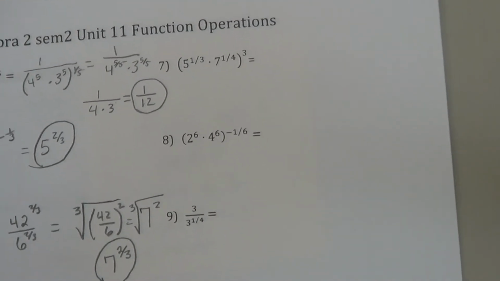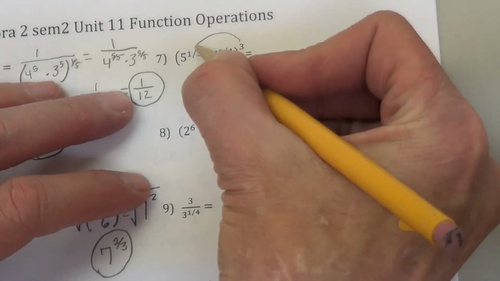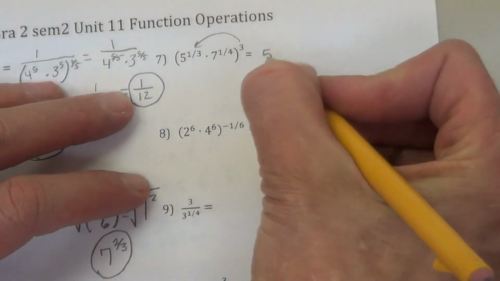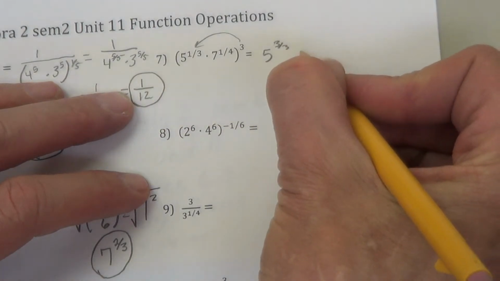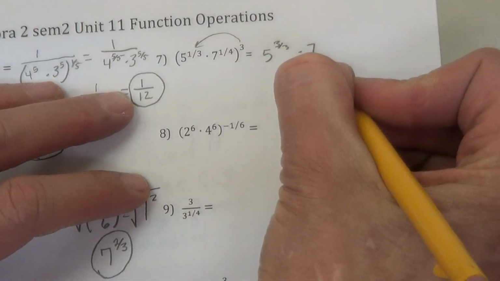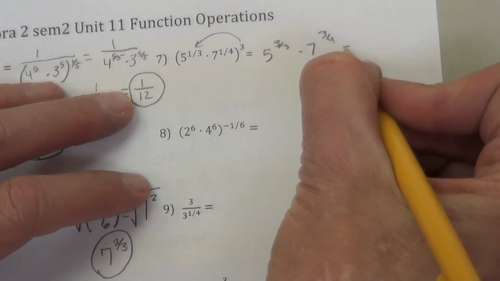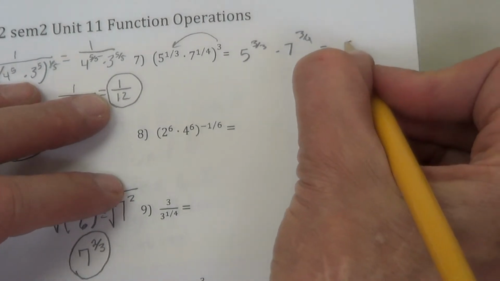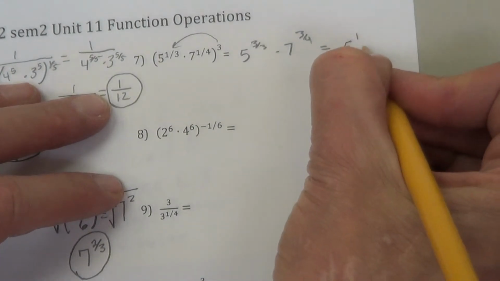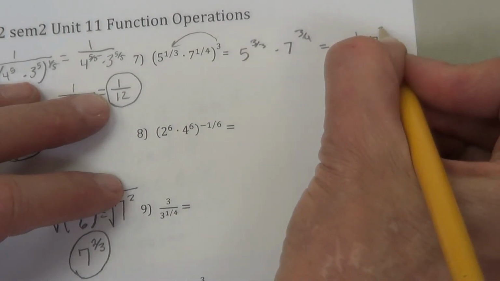Okay, next one. We have to distribute this 3 in here, so that would become 5 to the 3/3 times 7 to the 3/4. The only thing that we can simplify here is 3/3 is equal to 1, so it's 5 to the 1st times 7 to the 3/4.